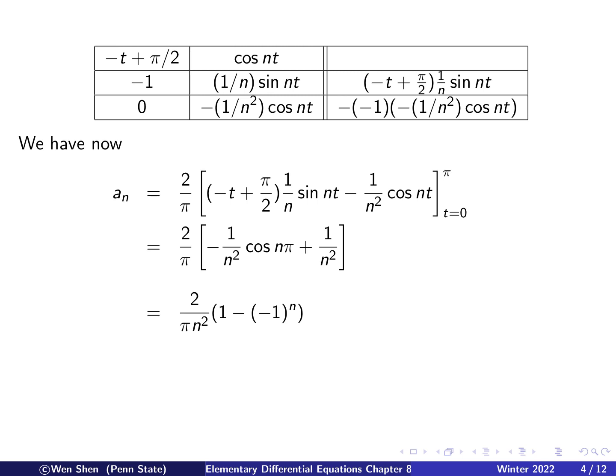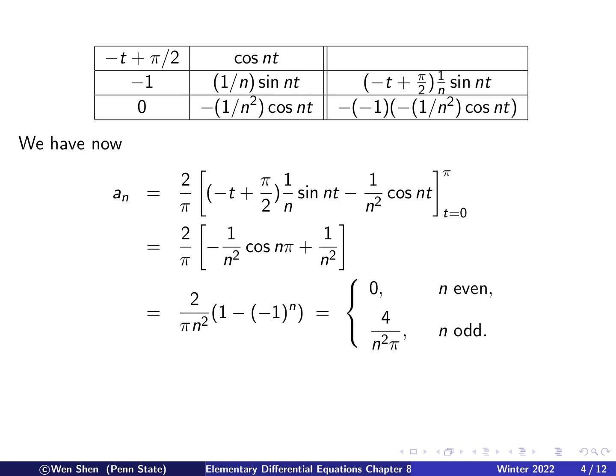Okay, so we can take out the common factor 1 over n squared. We get 2 over pi n squared. And then this is just 1. And then we have cosine n pi. So remember in the previous video we calculated cosine n pi, which is -1 to the power n, because it takes value between 1 and -1 and alternates between them as n increases.